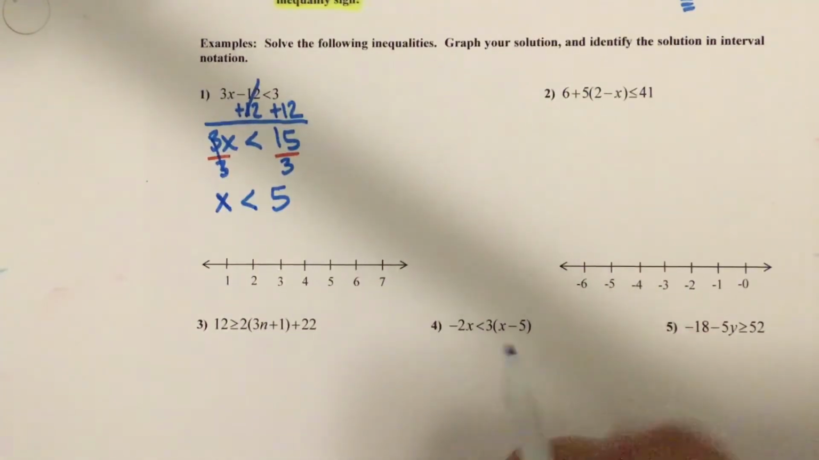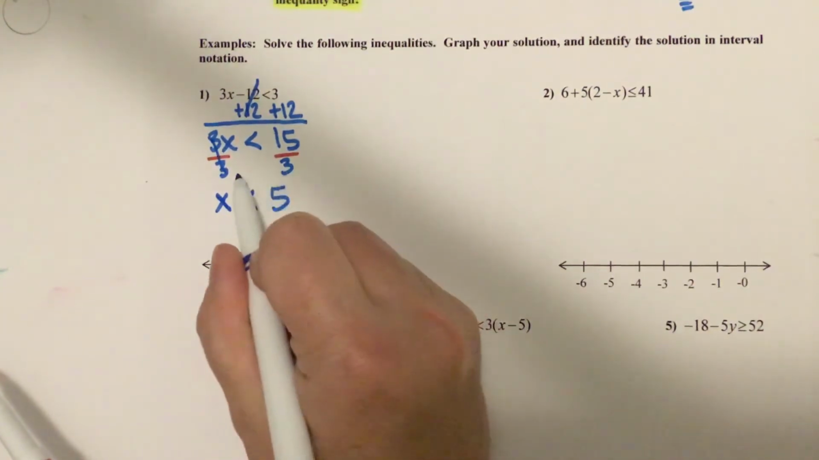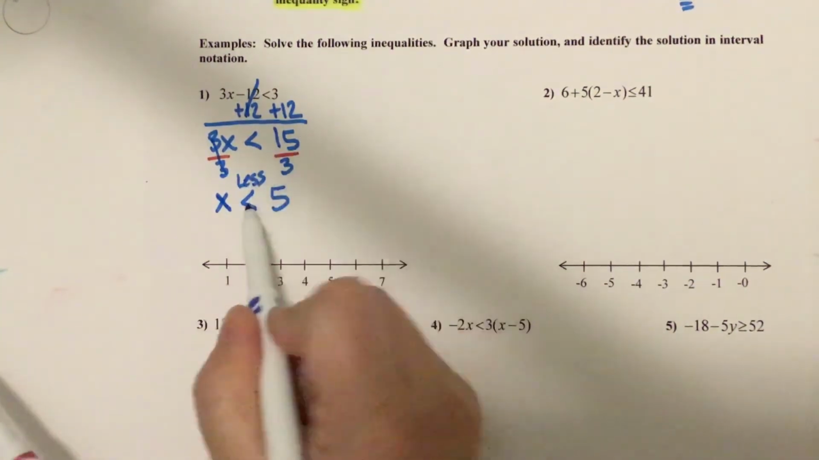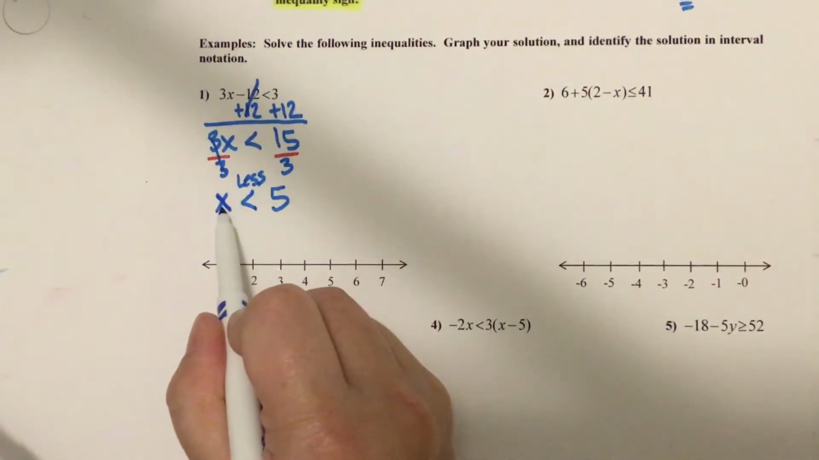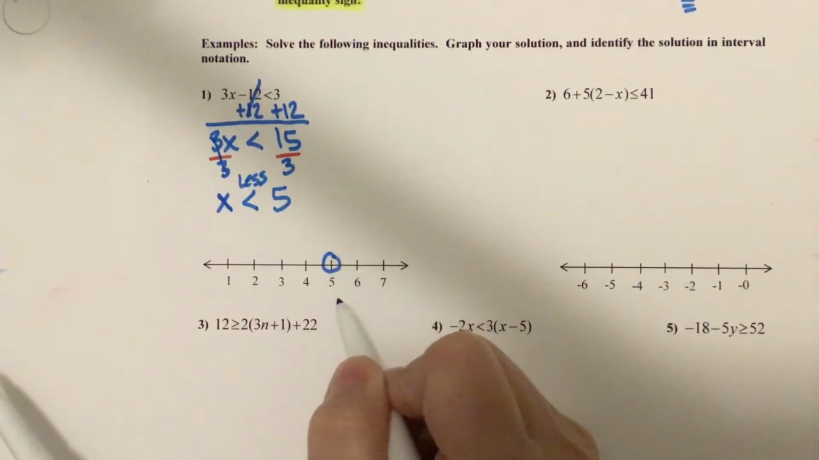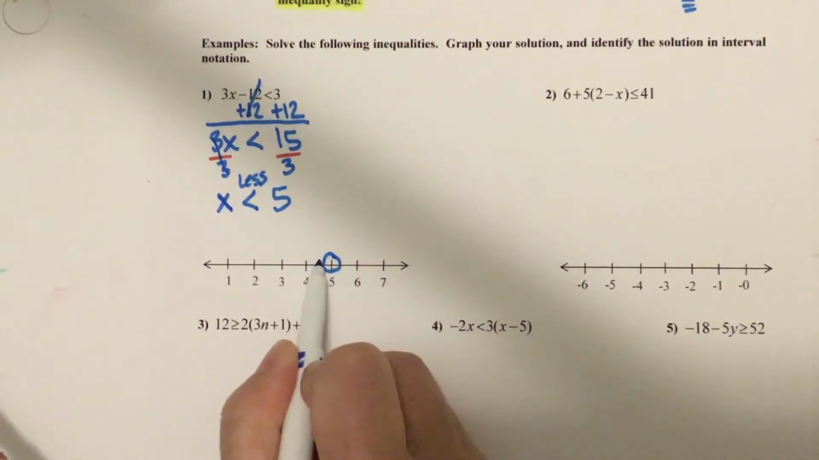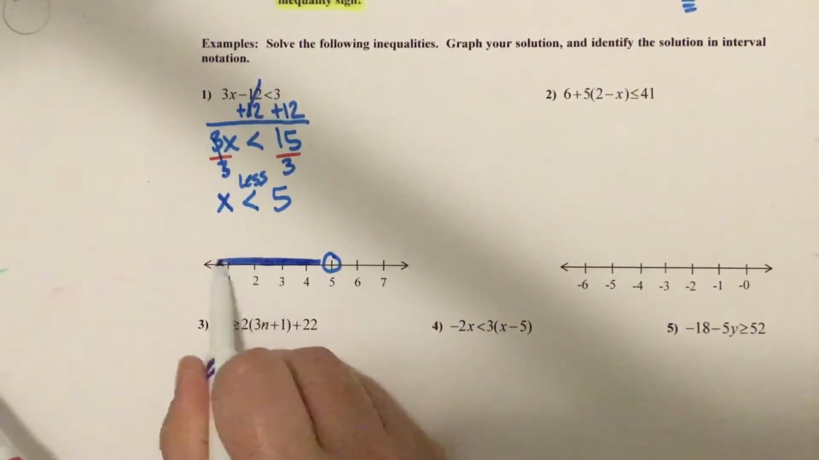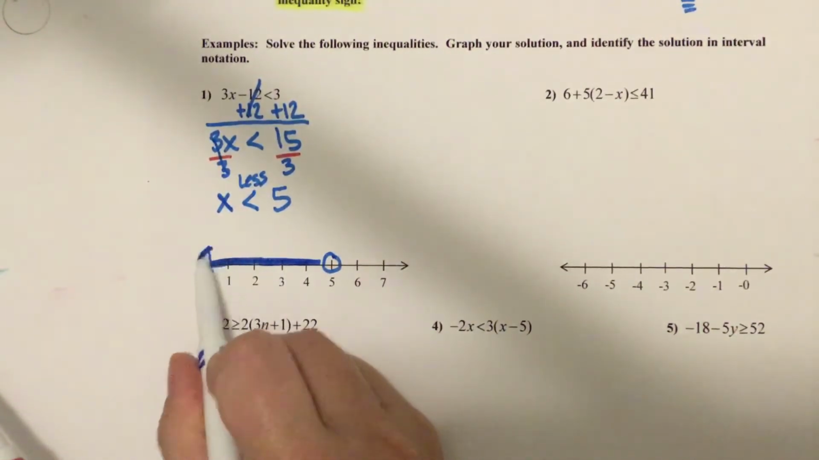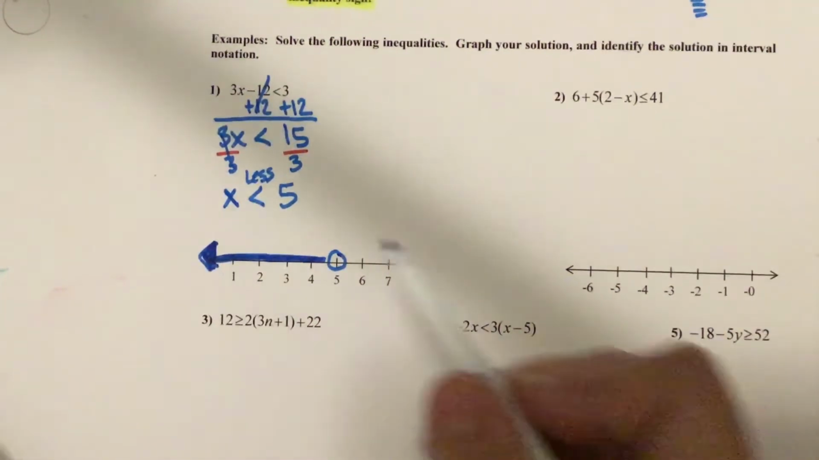Okay, so this says x is less than 5. Remember, if the pointed end faces the variable, then it means less. So because there's no equal sign, it's an open circle at the 5. And if your answers are less than 5, then I shade left, because less than left, less than left. All your numbers that are less than 5 are to the left.